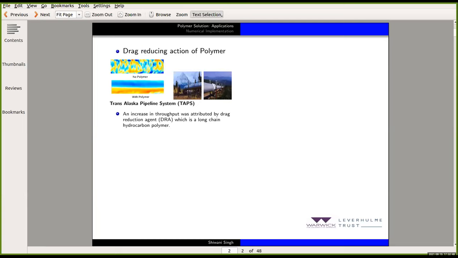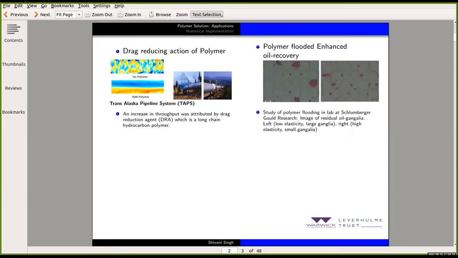First, I'll give a little bit of background about why we want to study polymer solutions. A small amount of polymer, if present in a Newtonian fluid, is shown to reduce the drag substantially and is found very useful in transporting oil through long distances. This phenomenon is called drag reduction. A more recent application of polymer is found in enhanced oil recovery, where at a low Reynolds number, where the flow is supposed to be laminar, when a polymer is added into the flow, it starts to show instabilities, and these instabilities facilitate the oil through the tortuous rock.